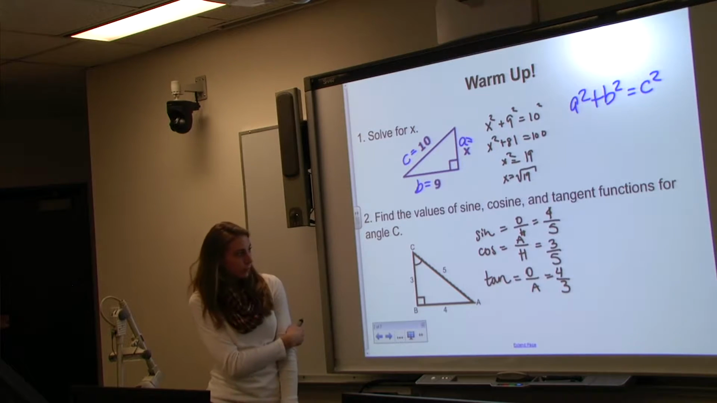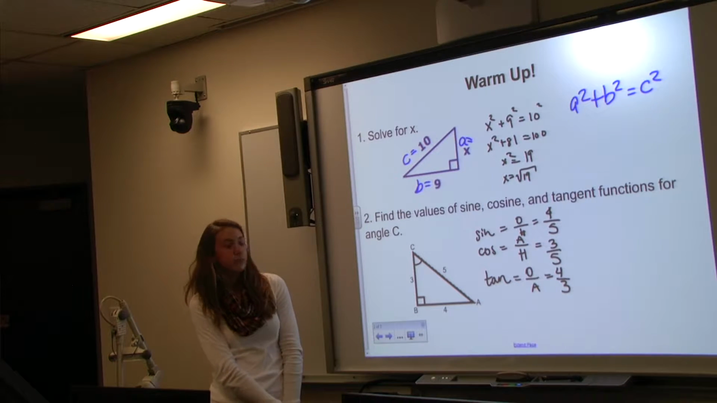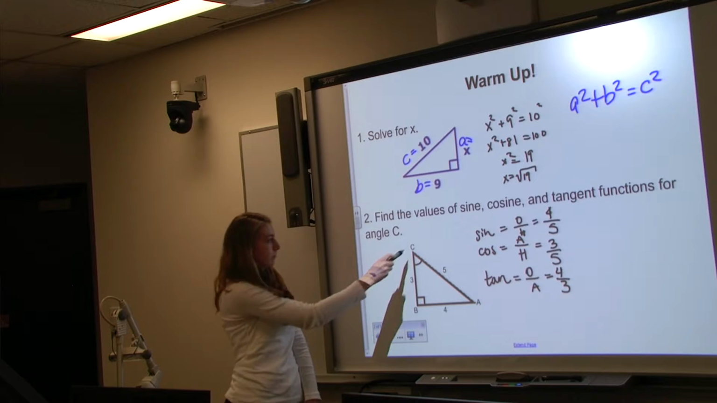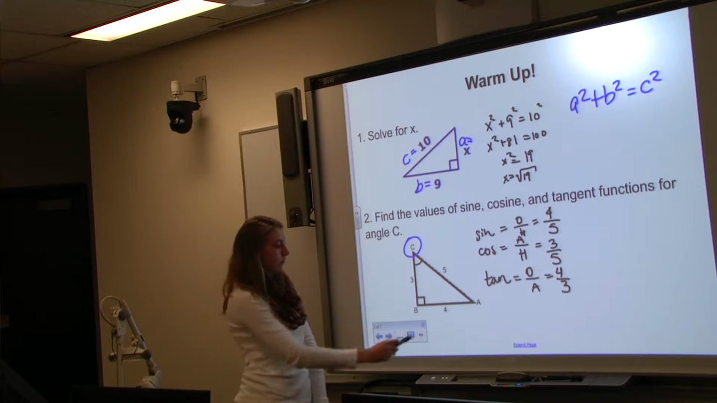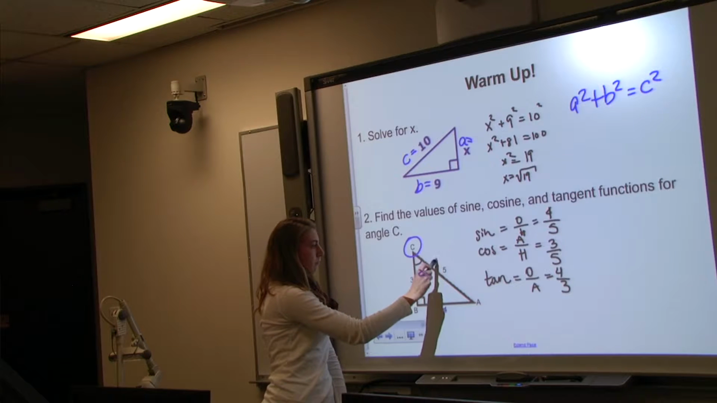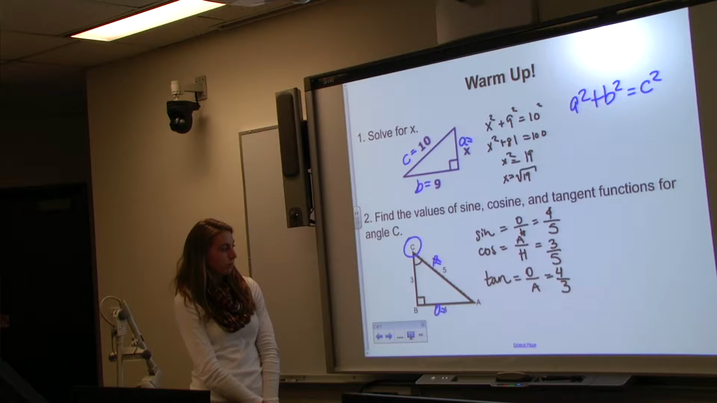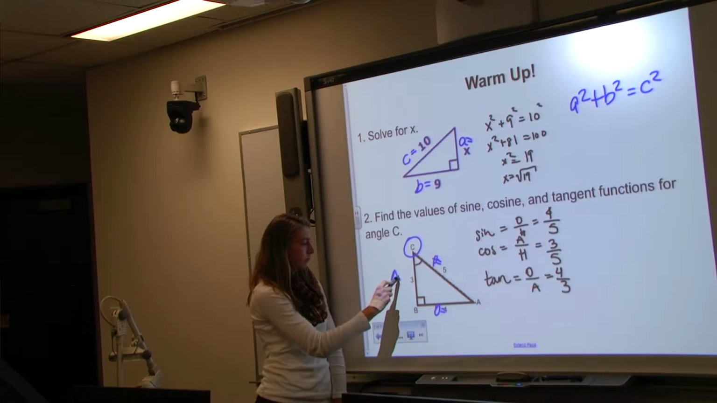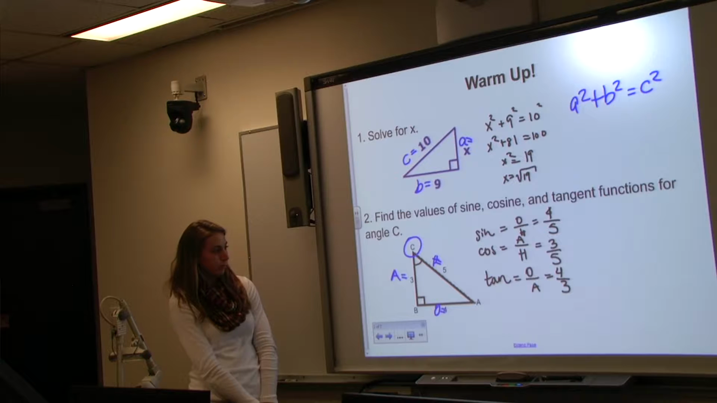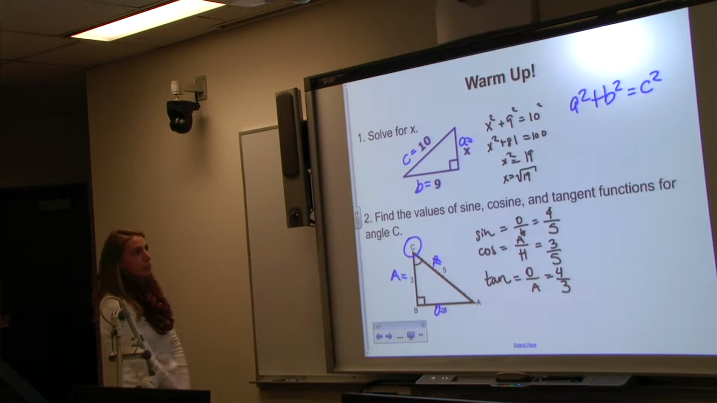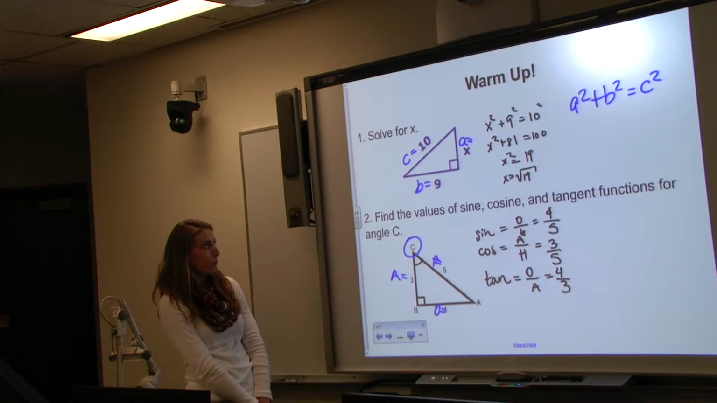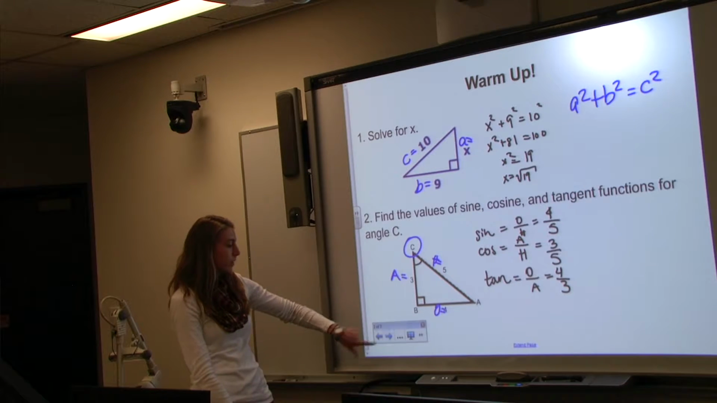So I identified C on the triangle. The opposite of C is 4, and the hypotenuse is 5. So you get 4/5. Cosine is adjacent over hypotenuse, so adjacent is 3 and hypotenuse is 5. Tangent is opposite over adjacent, and so that's 4/3. Perfect. Does anybody have any questions for Alex? No. It looks like you guys got a good grasp on that.